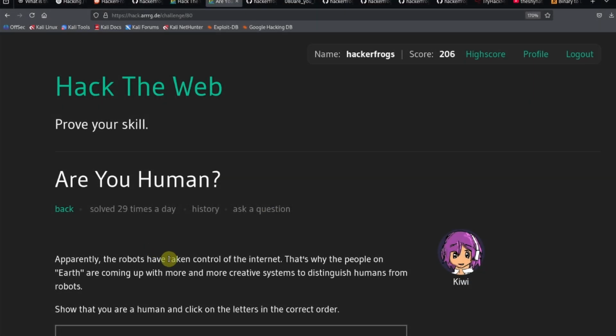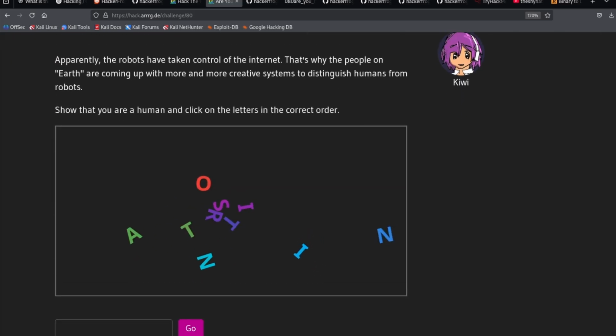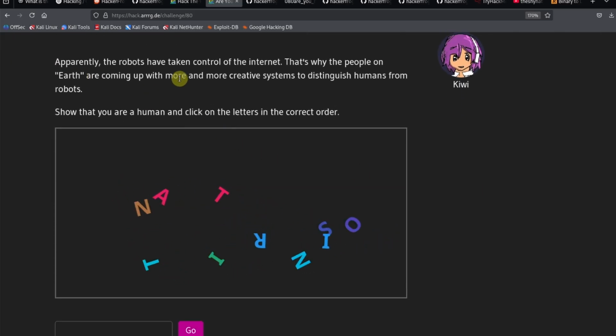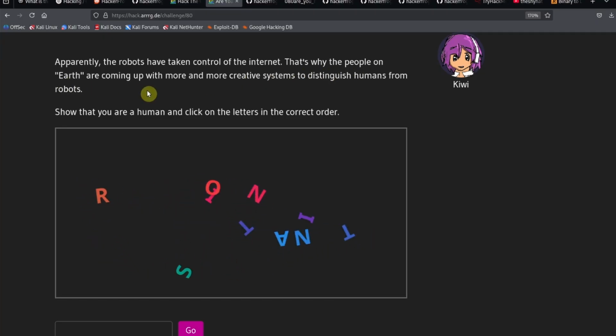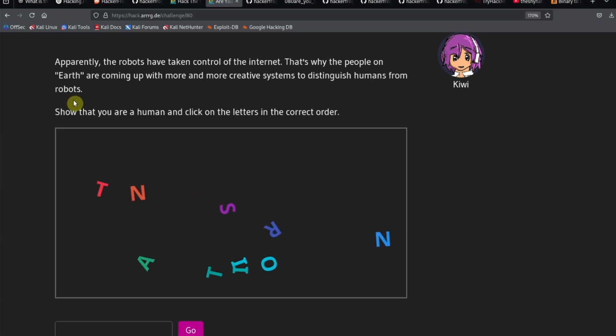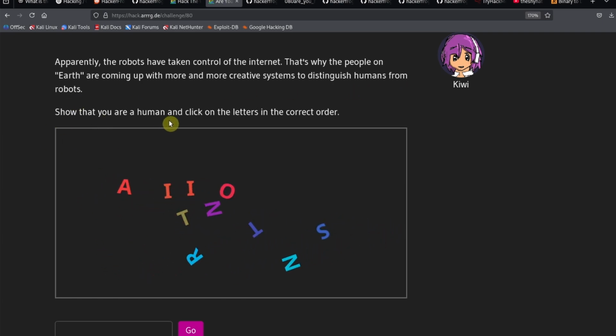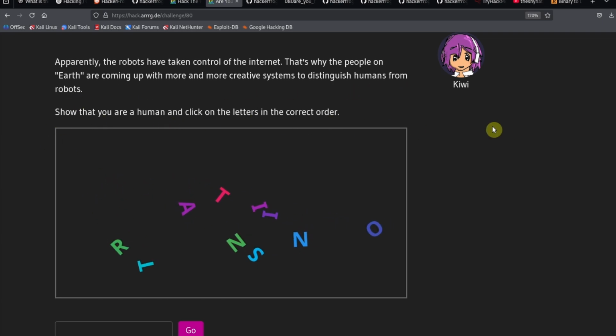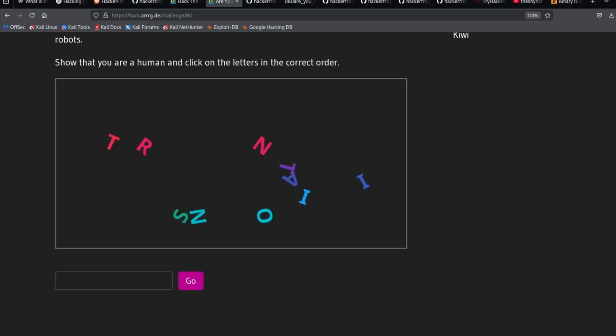All right, everybody, this is the Are You Human challenge from Hack the Web. So let's go ahead and read the description for the challenge. It says, apparently the robots have taken control of the internet. That's why the people on Earth are coming up with more and more creative systems to distinguish humans from robots. Show that you're a human and click on the letters in the correct order.